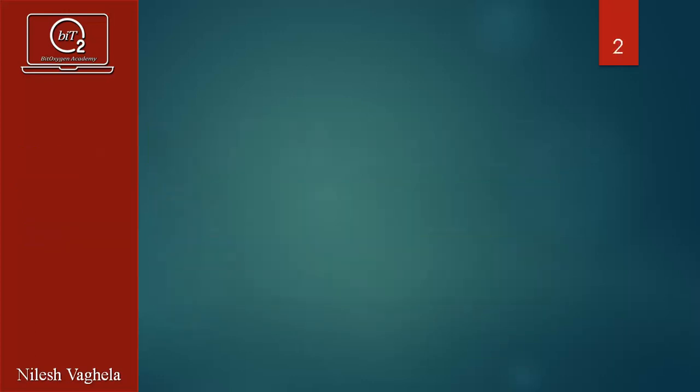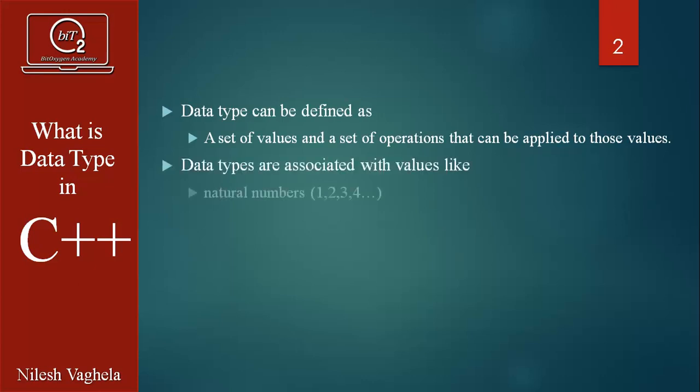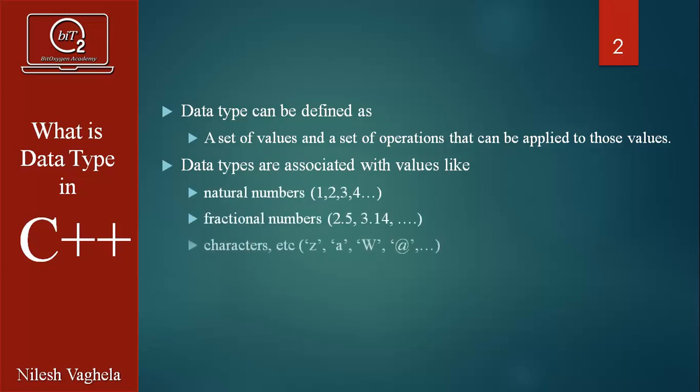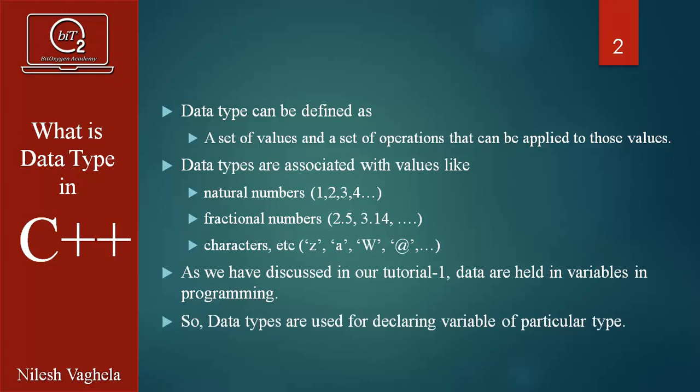If one has to define a data type, it is a set of values as well as a set of operations that can be applied to those values. These values can be natural numbers, fractional numbers, or characters. As we know, variables are used to hold values in our programming, and a data type is associated with values. So data types will be used to declare as well as initialize variables in C++ or any other programming language.